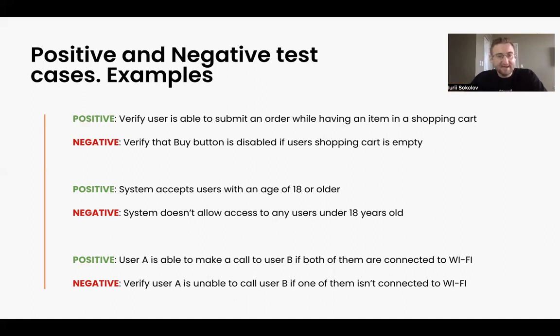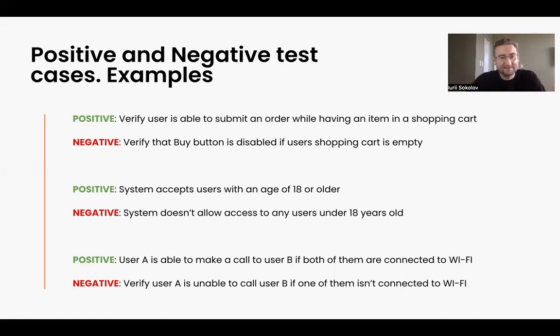Another example, user A is able to make a call to user B if both of them are connected to Wi-Fi. What is our valid input here? Our valid input here is that both users are connected to Wi-Fi. If this condition is met, we expect that users can call each other.